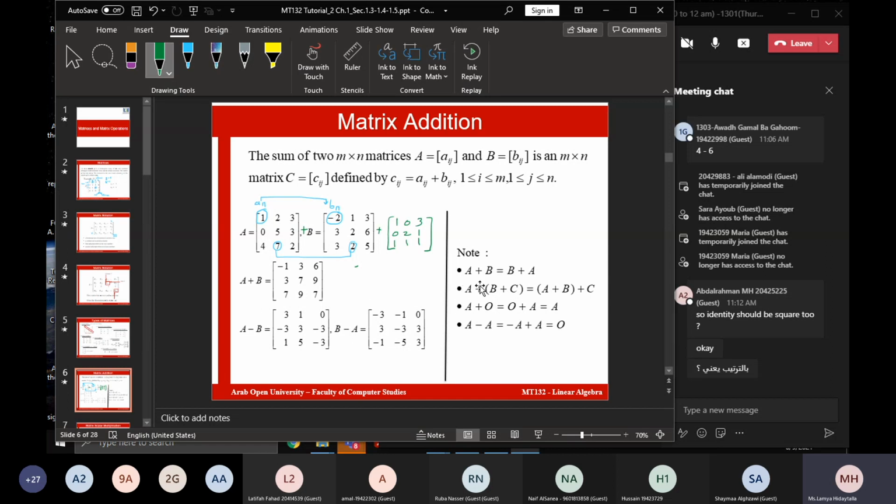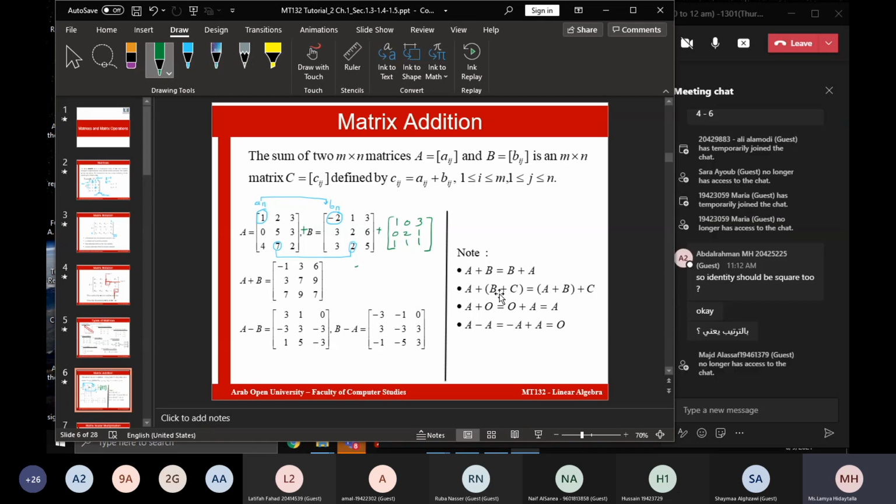That is, if we have A plus B plus C, we can add B plus C first, get the answer, and then add this matrix to the resultant matrix. Or I can start doing A plus B. There is no problem, you can start with any two. Of course, in the case of addition, because it is commutative, there is no problem even if you swap them, because A plus B is the same as B plus A. In addition there are no problems. Okay, but if there is a difference, the order must be kept. But you can start with any two.